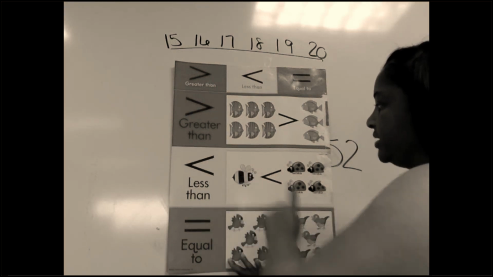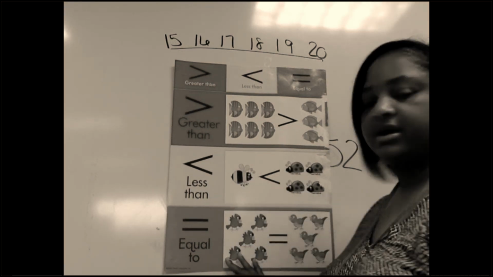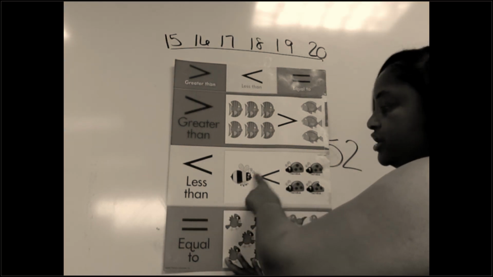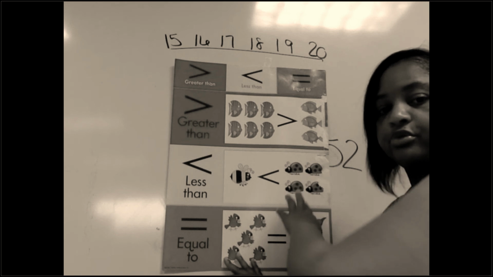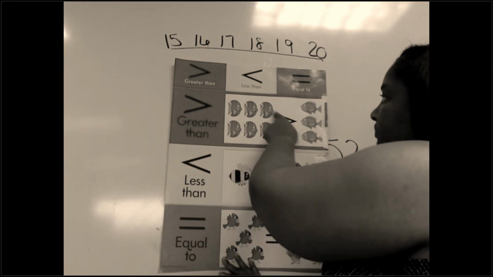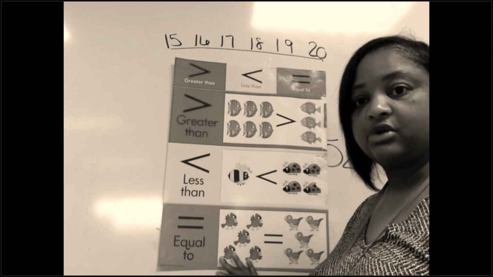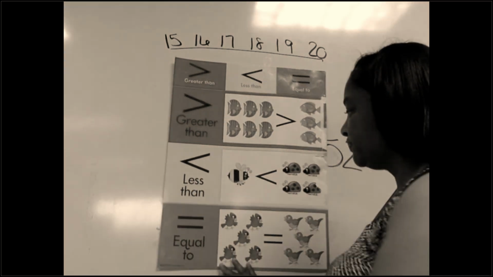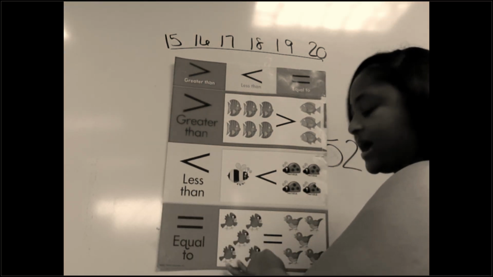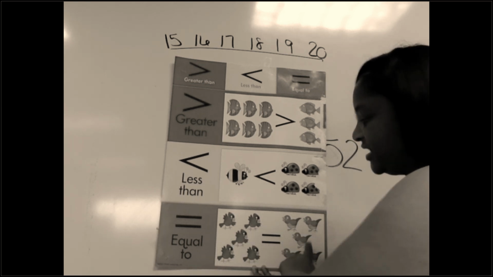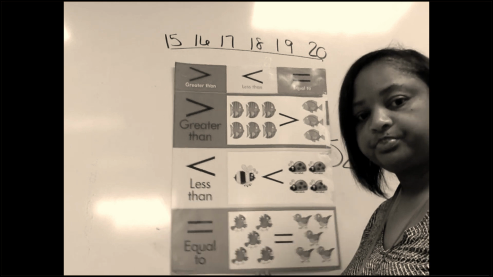My next one, I have 1 bumblebee and I have 4 ladybugs. 1 is less than 4. Notice that the mouth opens toward the larger number. The mouth or the line, the greater than or less than sign opens toward the larger number. And then I have 1, 2, 3, 4, 5 red birds and 1, 2, 3, 4, 5 bluebirds. 5 and 5 are equal.